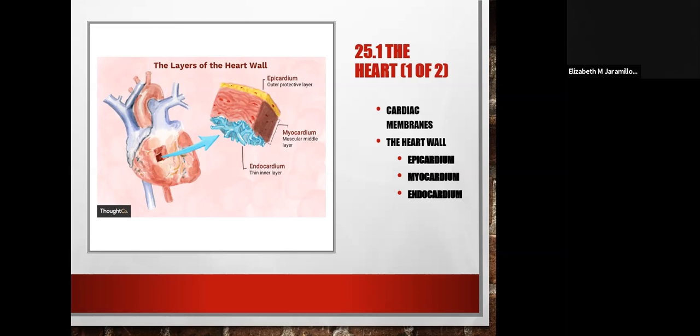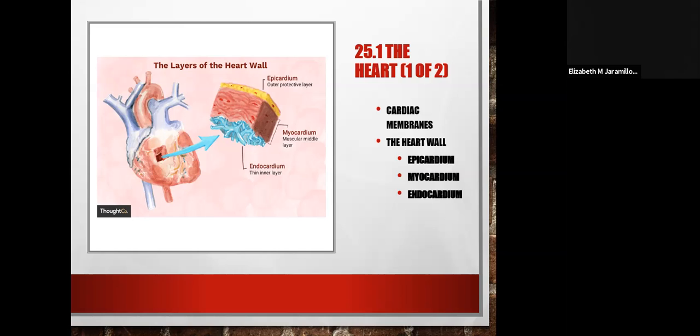Your heart wall, as in this little cutout here that I've put in for you, shows the layers of the heart wall. So we're going to start with the epicardium. This is going to be important, guys. You're going to need to know this. You're probably going to want to write this down. You have your myocardium, which is kind of like your middle layer. And then, of course, you have your endocardium.